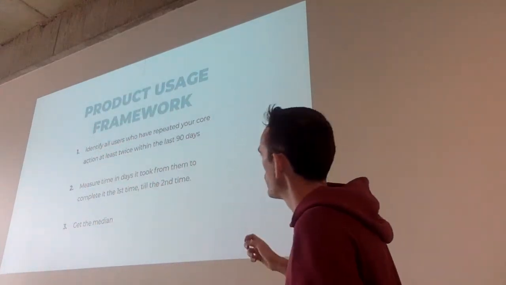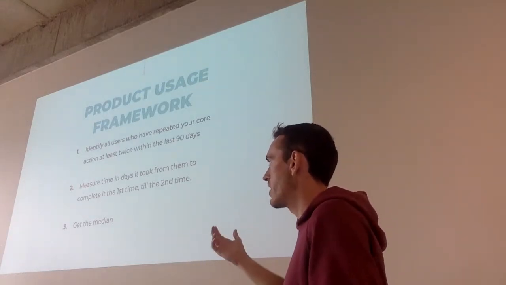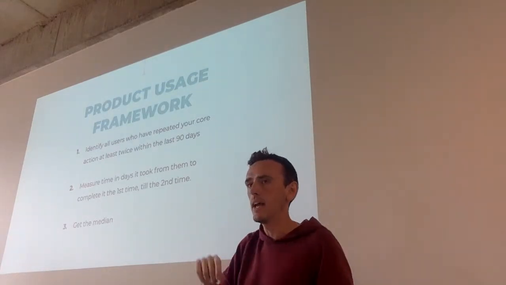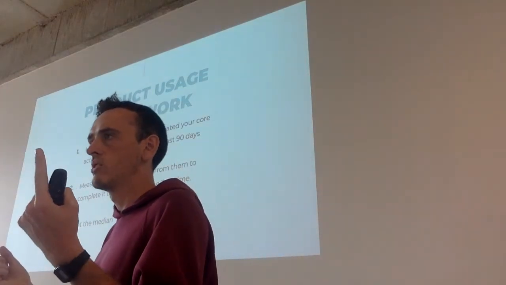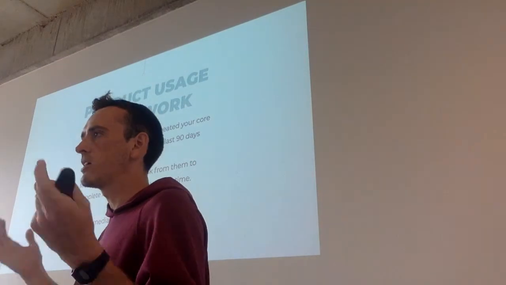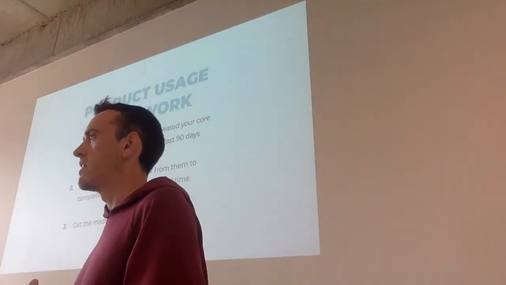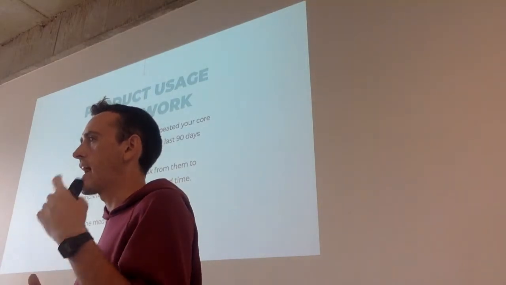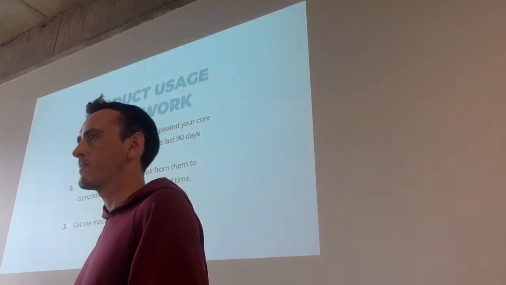You identify all the users who have repeated your core action within a window of 90 days. After you've done that, you measure the time it takes them, in days, from the first time they complete the action to the second time they complete the action. Based on that, you calculate the median length between all the users. Say, for example, the amount of days between completing the action the first time and the second time is 3 days, we would call it daily retention.